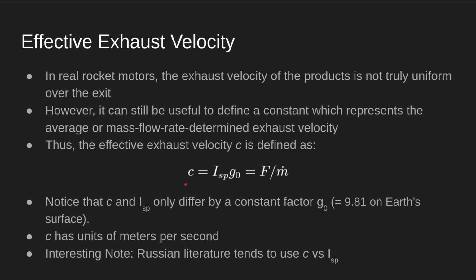The effective exhaust velocity c is defined as the ISP times the gravitational constant g naught, and this can also be represented as the thrust force divided by the mass flow rate at some unit time. Notice that c and ISP only differ by a constant factor, g naught, 9.81 at Earth's surface. c has units of meters per second, and Russian literature tends to use c versus ISP for some reason. But the key thing to note here is that they represent the same thing.